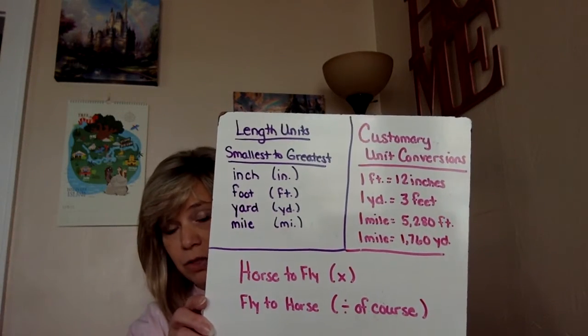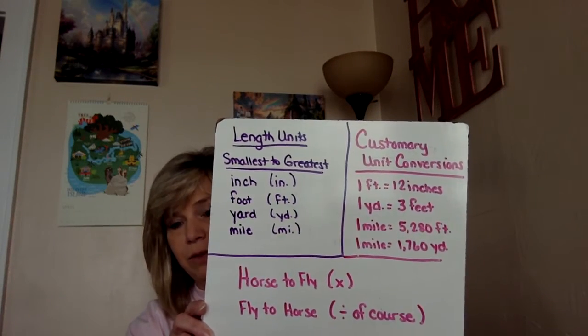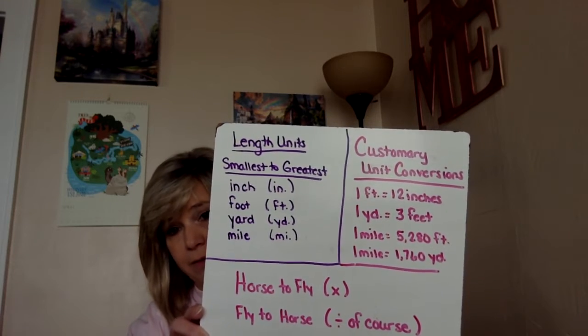If you look back at your board, and when I taught 4th grade years ago, these were the hardest ones for the kids to memorize and put in their head, but you have to know, you want to know, that 1 mile is equal to 5,280 feet, and 1 mile is equal to 1,760 yards, okay?